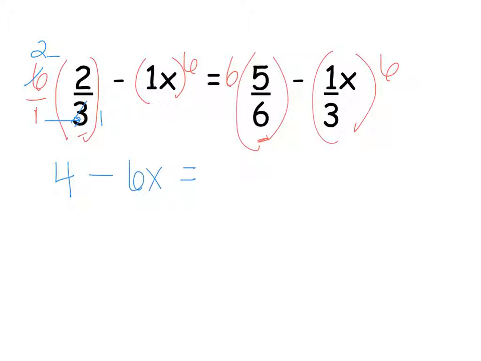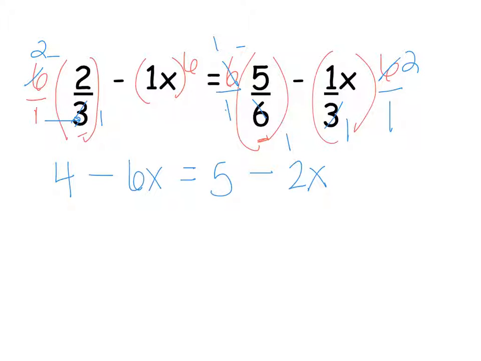Let's move to the other side of the equation. I'm going to make that 6/1. I'm going to cross cancel. 6 goes into 6 once. 6 goes into 6 once. 1 times 5 is 5. 1 times 1 is 1, but I don't need that denominator of 1. And now let's move to the last term. Cross cancel. 3 goes into 3 once. 3 goes into 6 twice. 2 times 1x is 2x.